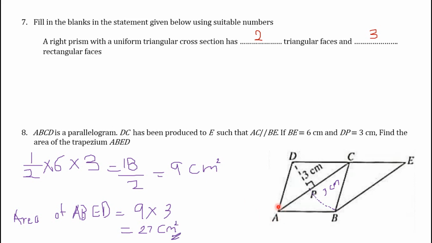First I have found the area of this triangle, that is ADC, that is 9 cm square, and then I have found the area of the 3 triangles, because the base and the height are equal in all the triangles. So I have multiplied 9 cm square, the area of this triangle, by 3. So I have got the final answer as 27 cm square. That will be the area of this trapezium ABED.